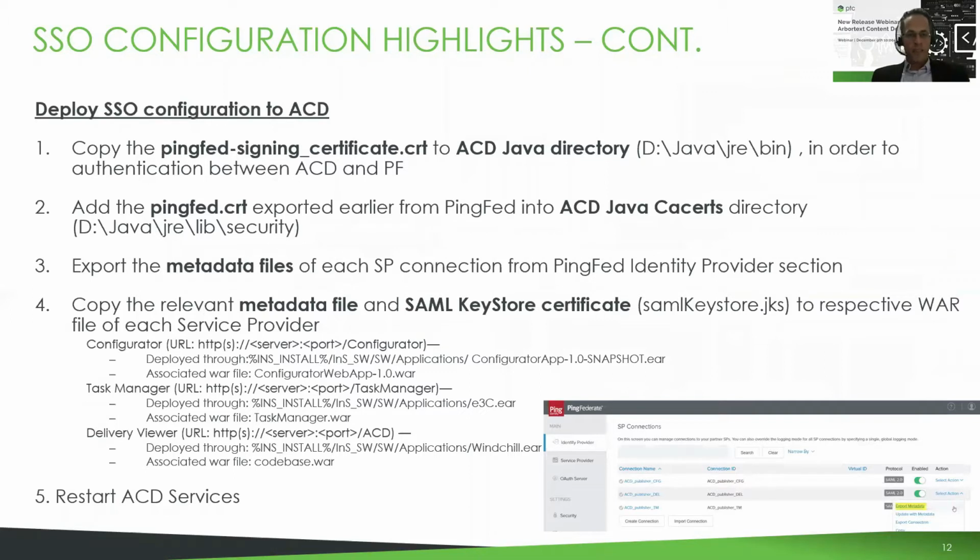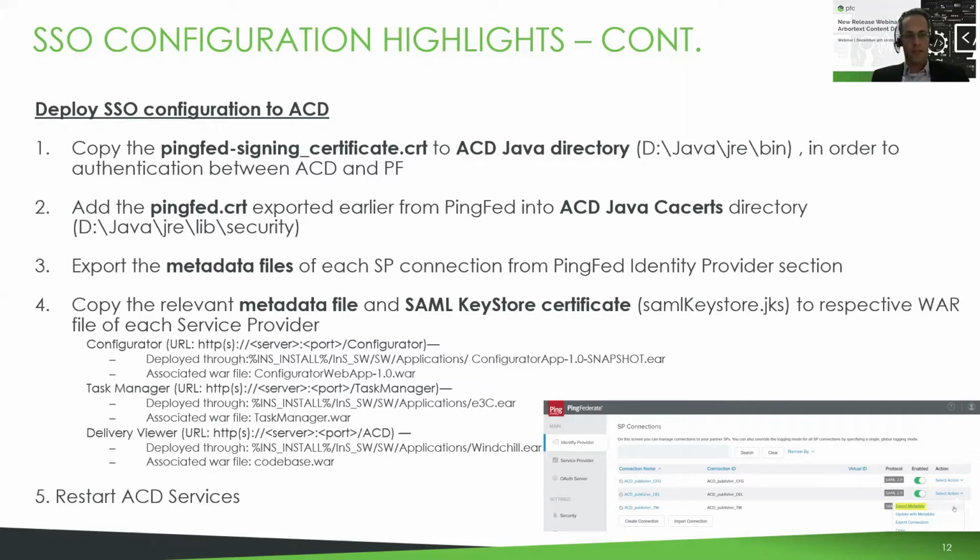Once everything is done, as I mentioned earlier, you need to follow a couple of certificate copying actions. So you need to copy those 2 certificates that you just created in order to do the authentication between ACD and PingFederate. This will be copied from the output folder into the relevant ACD Java directory. You need to copy that PingFederate certificate that you exported from PingFederate into the ACD Java cacerts directory.